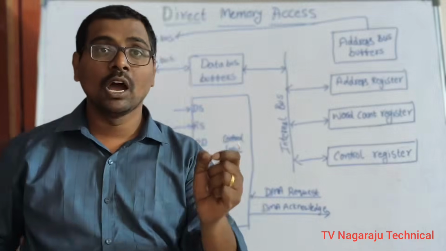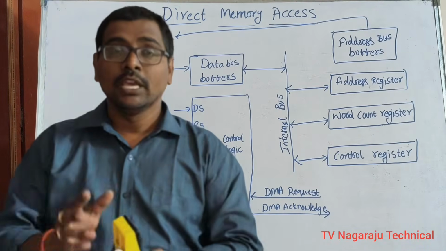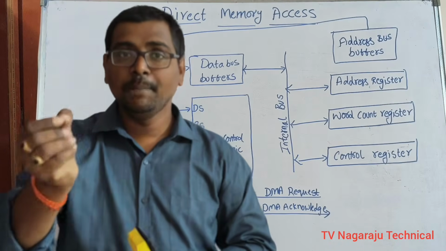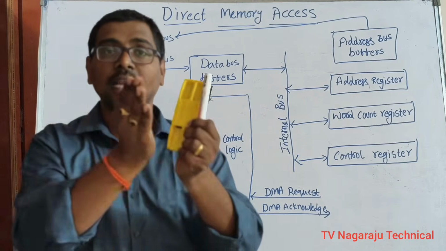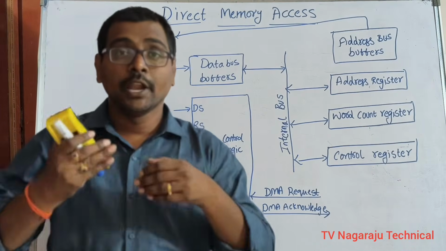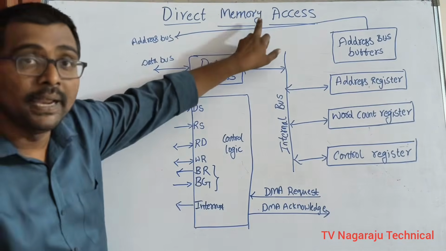One is programmed I/O and the second one is interrupt-initiated I/O. In those two techniques, the CPU is involved in the transfer of data between the peripheral device and the memory unit. Now in this session, we are moving to the third approach, that is direct memory access.